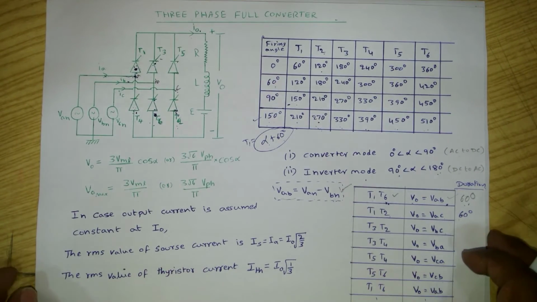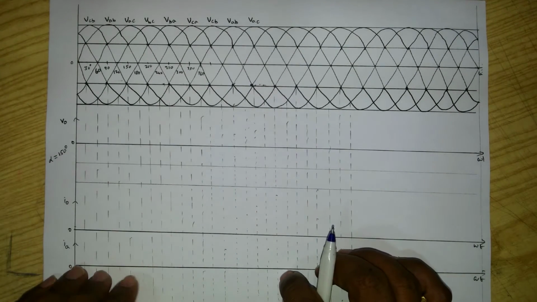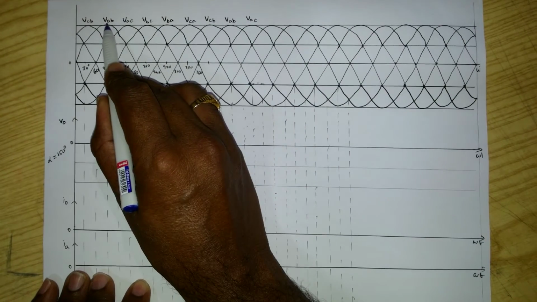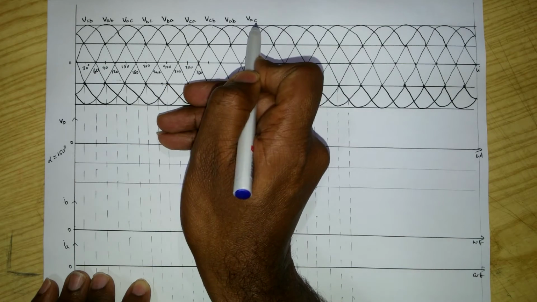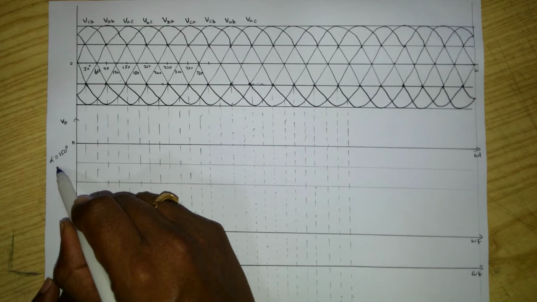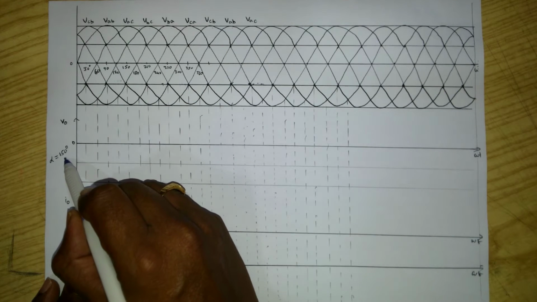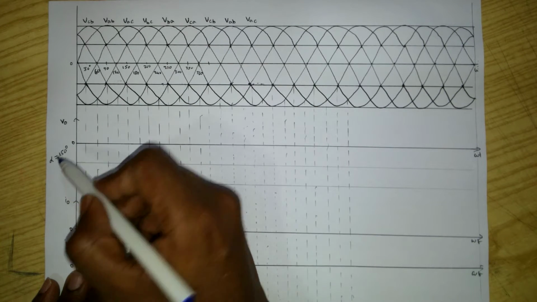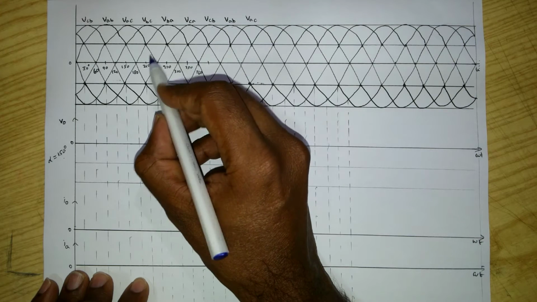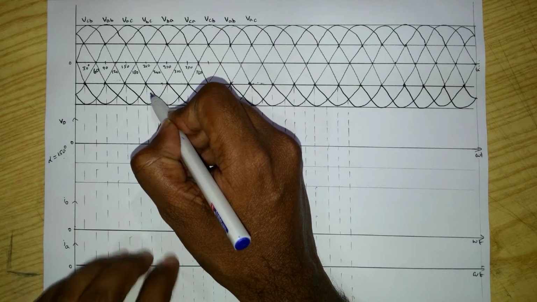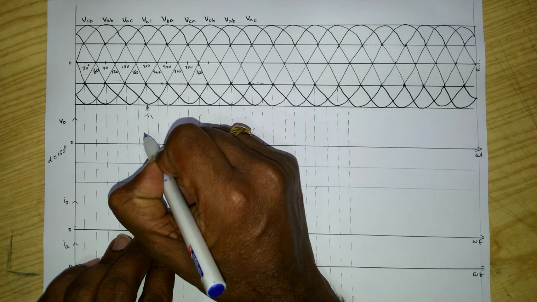Now we will draw the output voltage waveforms. Here we have line to line voltages VAB, VAC, VBC, VBA, VCA, VCB, VAB, VAC, and so on, right? For alpha firing angle 150 degrees, what is the triggering instant? Alpha plus 60. For thyristor T1, 150 plus 60, at 210. Initially we assume T6 is already in conduction, so at this instant we provide the firing pulse for T1.